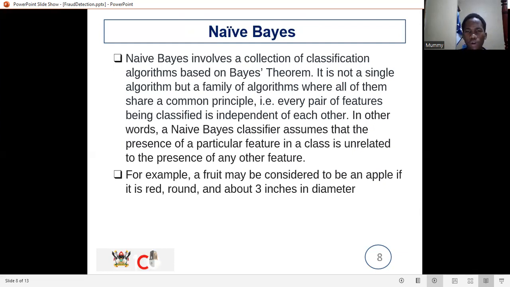By independent, I mean occurrence of this doesn't affect the occurrence of this. In other words, a naive Bayes classifier assumes that the presence of a particular feature in a class is unrelated to the presence of another feature. For example, a fruit may be considered an apple if it is red, round, and about 3 inches. But however, if you look at these features, they're all independent of each other in that being red has no effect on being round, and it has no effect on being 3 inches in diameter.